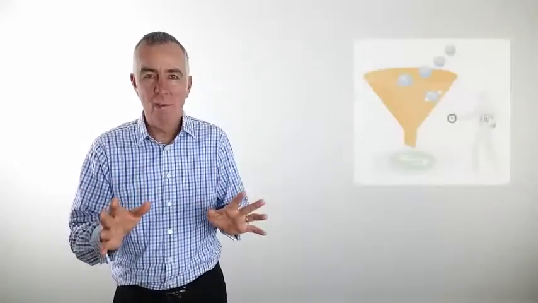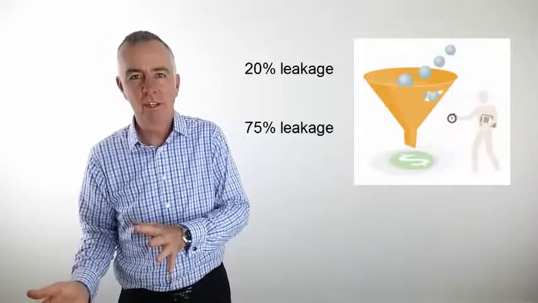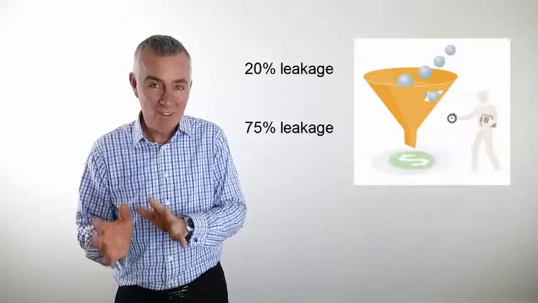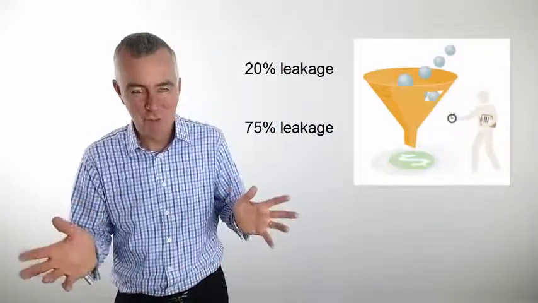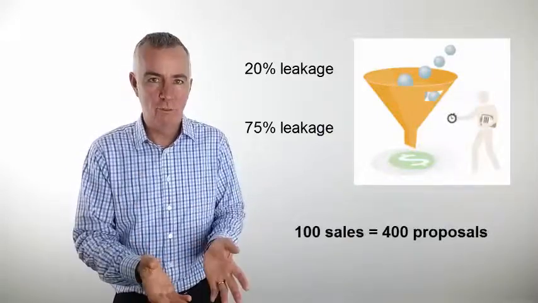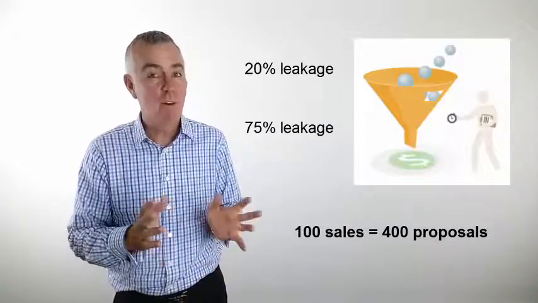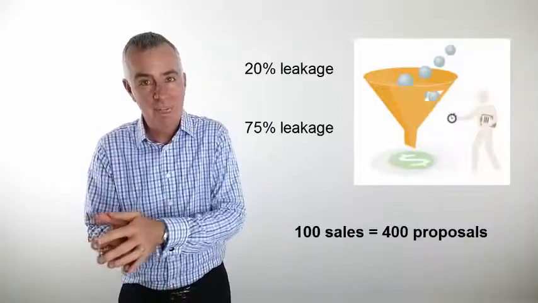Let me give you two examples to make the point about early leakage. The first one is a sales versus marketing example. So I'll pose two scenarios to you. Imagine that you've got 20% leakage in the top of your funnel and 75% leakage, which by the way is pretty normal, in the bottom of your funnel. In that scenario, if you want to make, let's say, 100 sales, you're going to need to put 400 proposals on the table. If your top of funnel leakage is only 20%, then you'll need just 500 opportunities or 500 leads to get your 400 proposals to get your 100 sales.